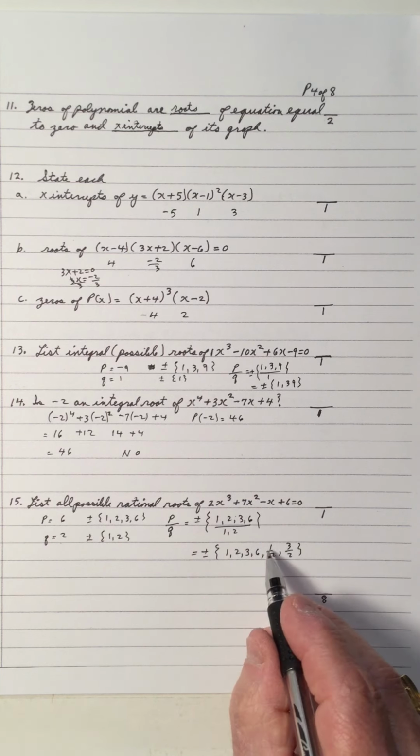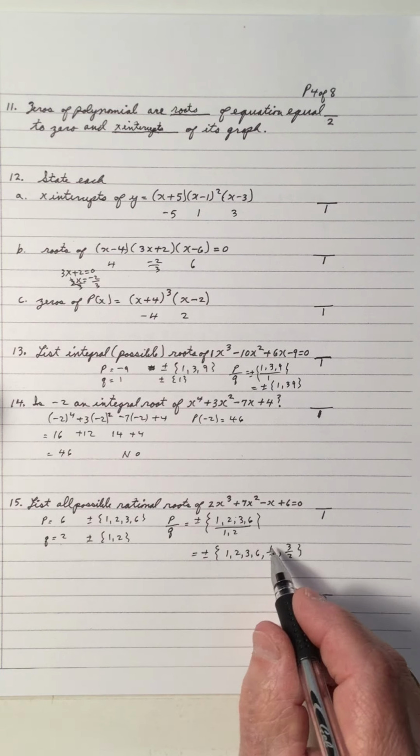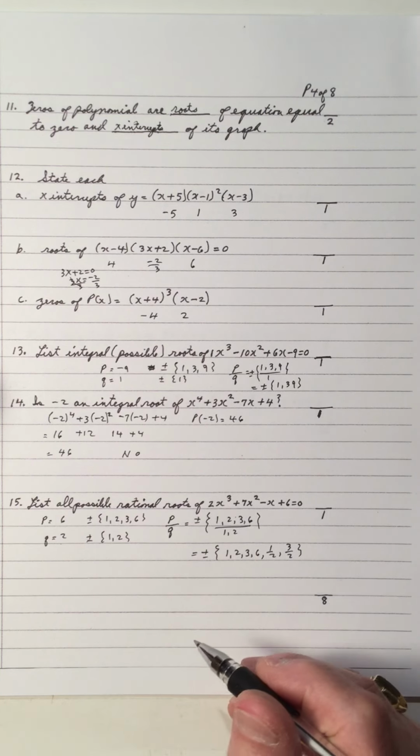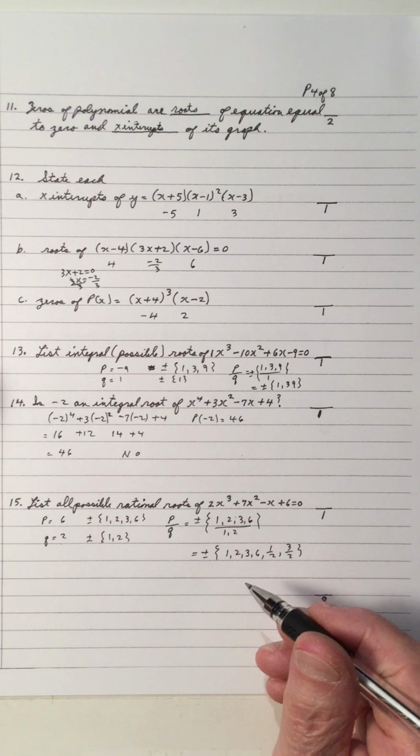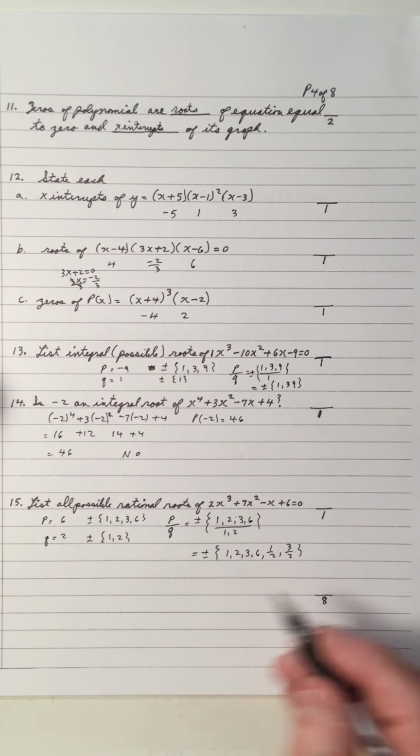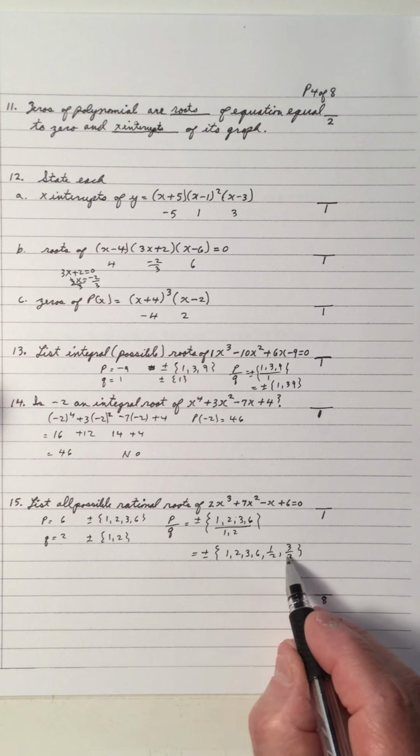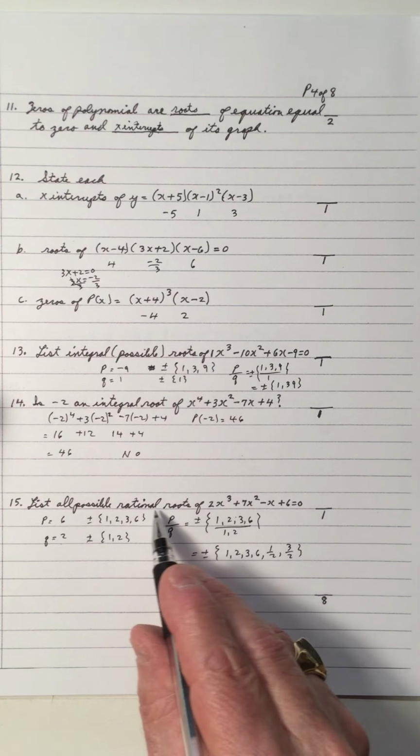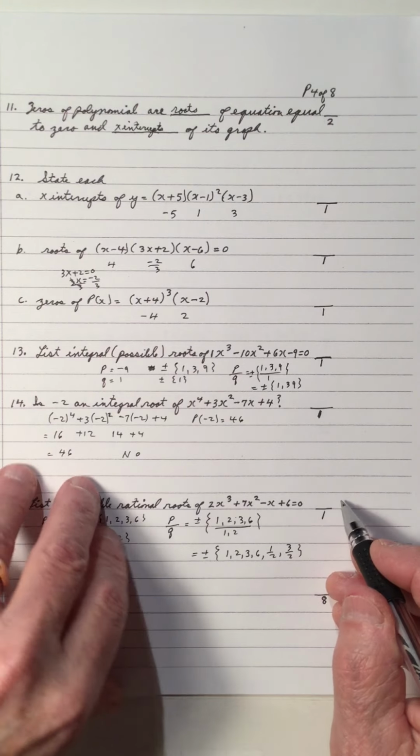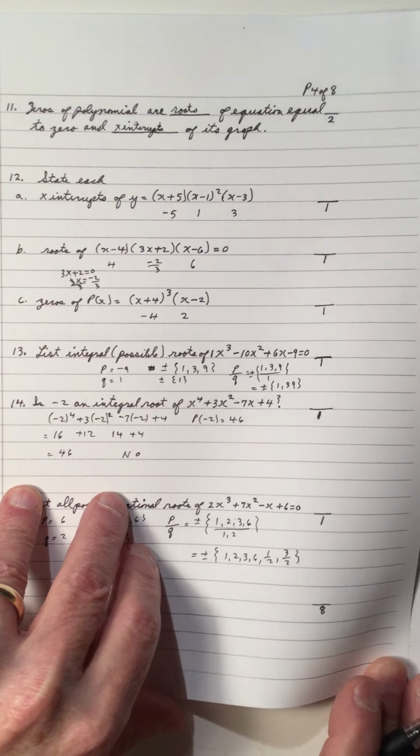So these are all the possible rational roots. Rational is a fraction. Remember, integers are rational. Like an integer of 6 is 6 over 1, it's still rational. But if you've got a fraction, like 2/3, then that's not an integer. So these are all the possible rational roots, plus minus all of these. So if you have this, give yourself a mark. 8 for the page.